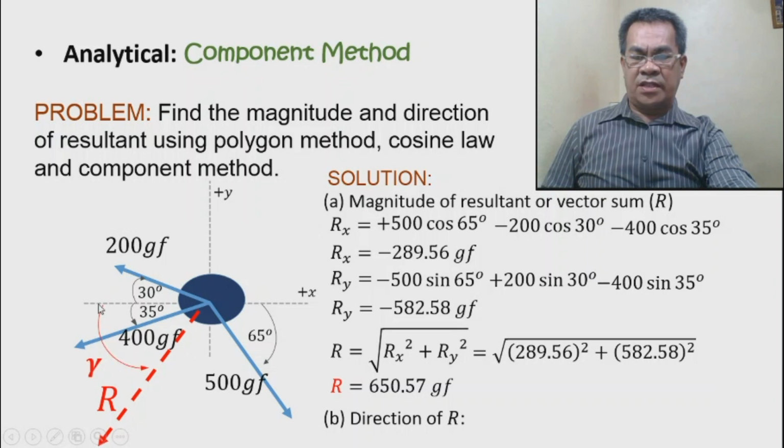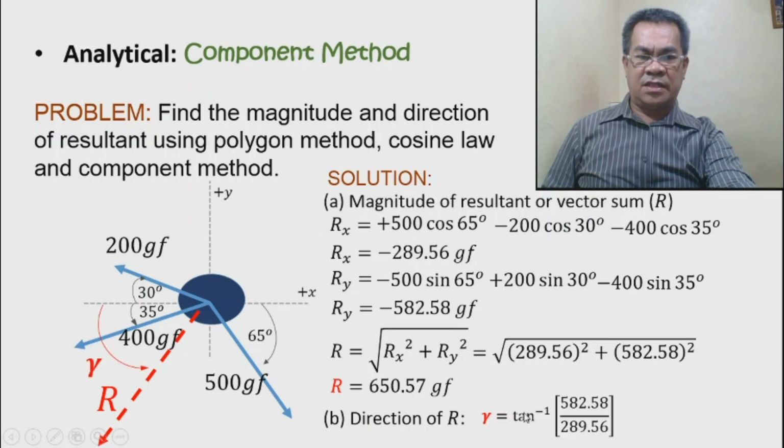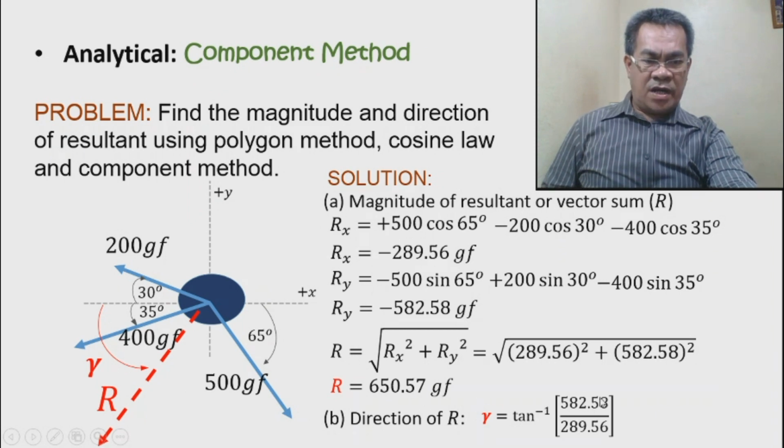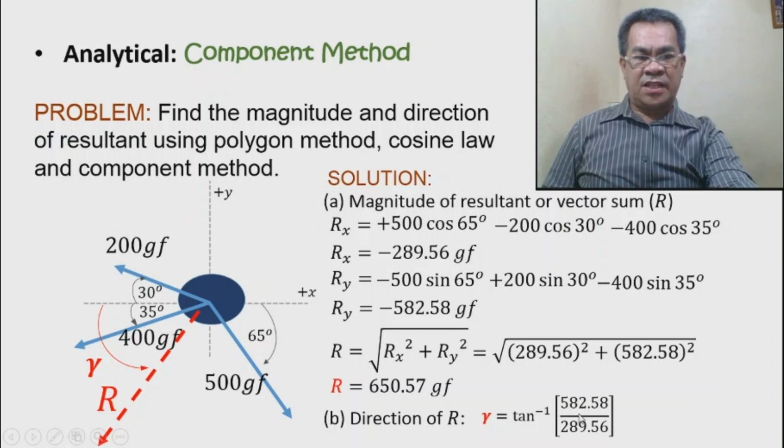If you want the angle from x, then use, again, Ry over Rx. This is Ry over Rx. Do not use the negative sign, because you cannot calculate the angle using the negative. There's no negative side in the triangle, and this is actually using the triangle. So ignore all the signs.